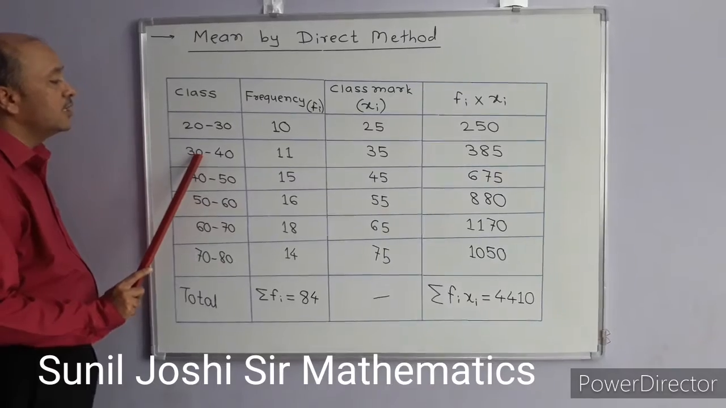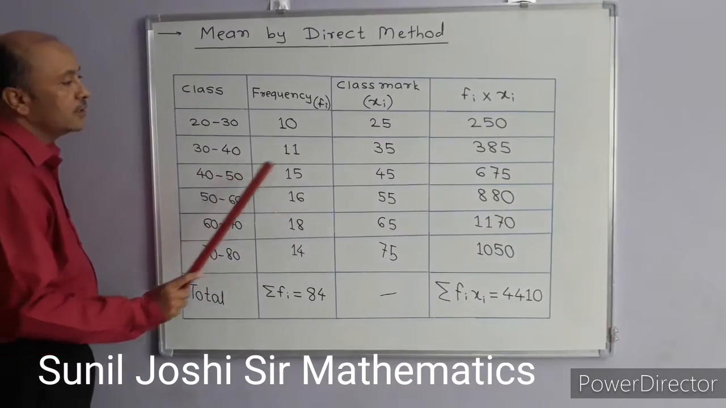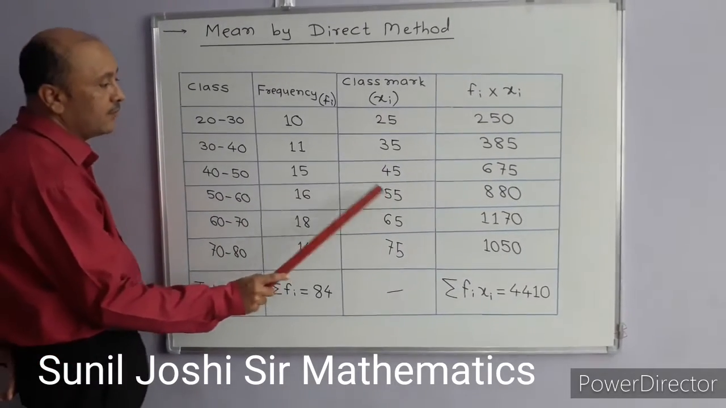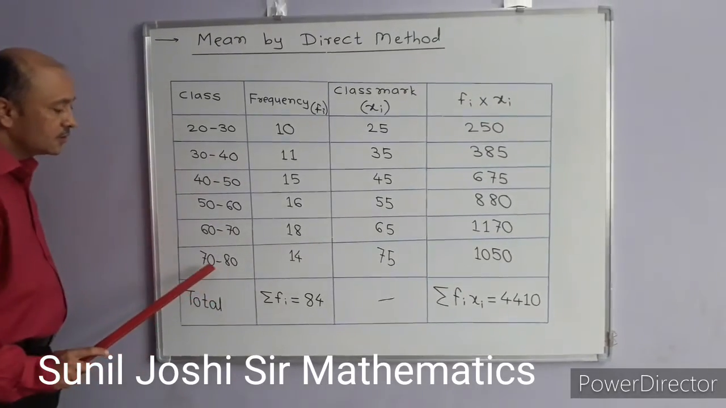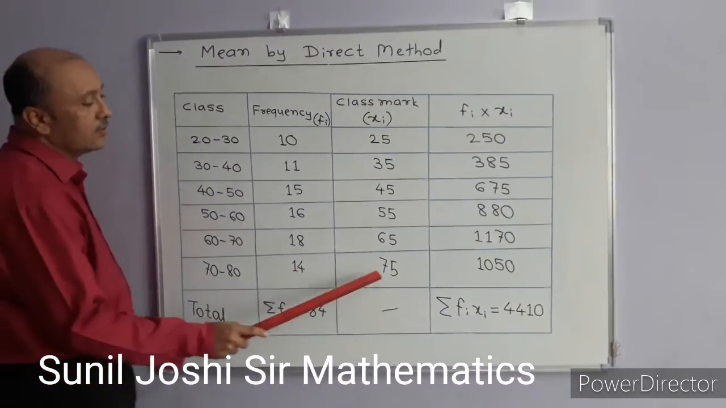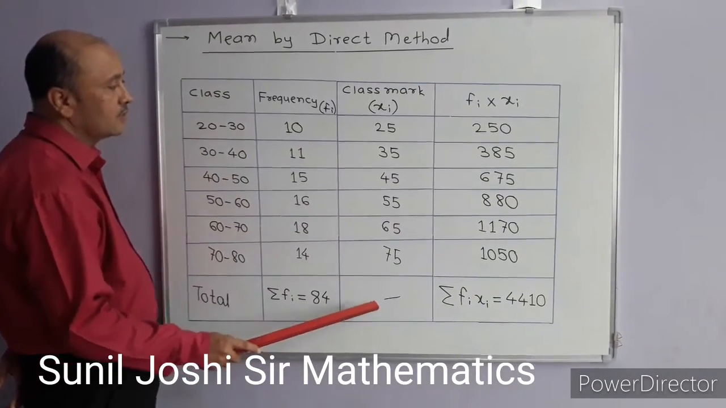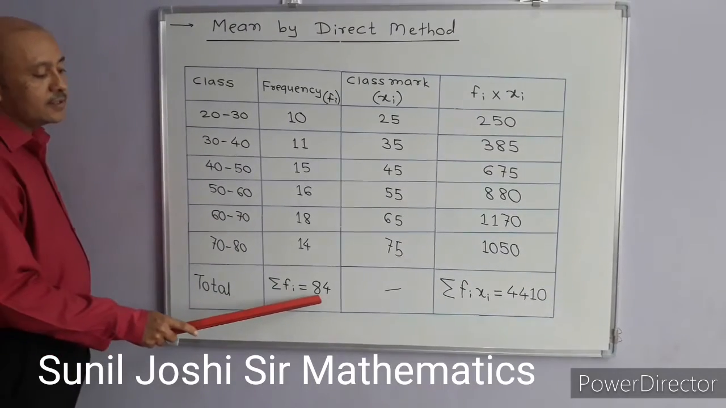For example, for 30 to 40, the class mark is 35. For 40 to 50, the midpoint is 45. For 50 to 60, the class mark is 55. For 60 to 70, the midpoint is 65. Similarly for 70 to 80, the midpoint is 75. We are not going to do the addition of these, but here we have added the frequencies: sigma fi is equal to 84.